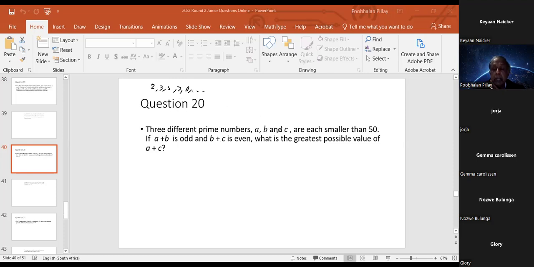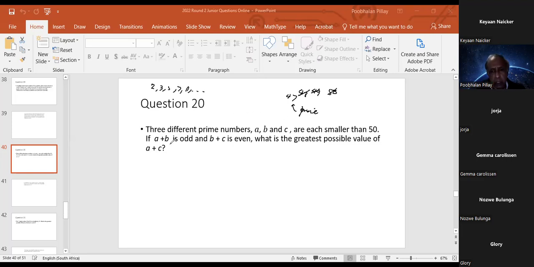You're giving them names A, B, and C. Each of them are smaller than 50, so they are chosen anywhere from 2 up to 50. 50 is not a prime number. 49 is not a prime number, it's 7 times 7. 48 is not a prime number. 47, if you try to factorize 47, you won't get an answer. So this is prime. So you got all the way 2, 3 up to 47. Those are the primes that we're looking at.